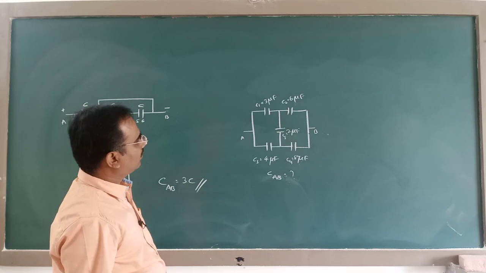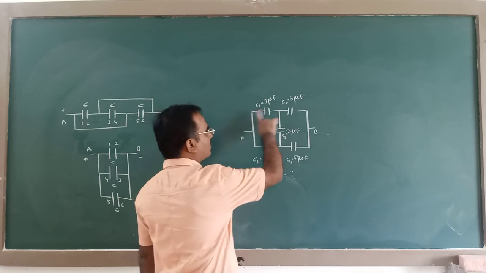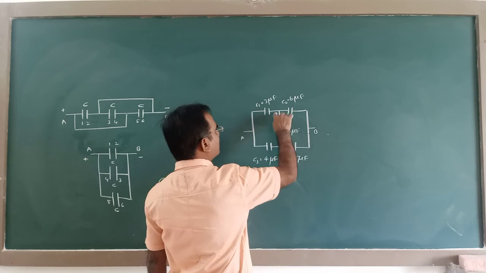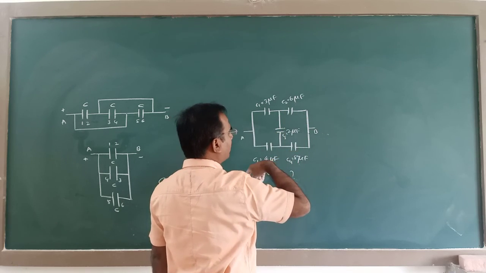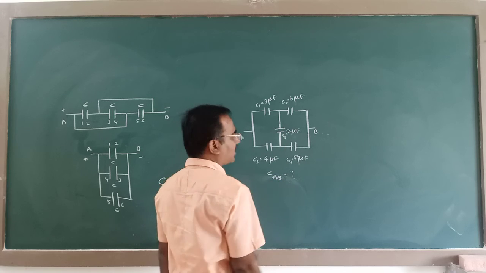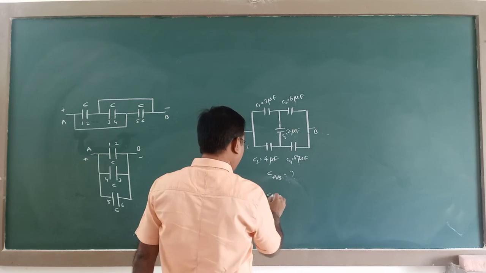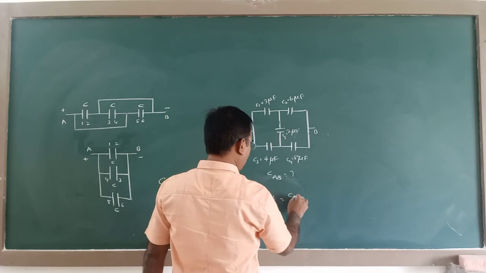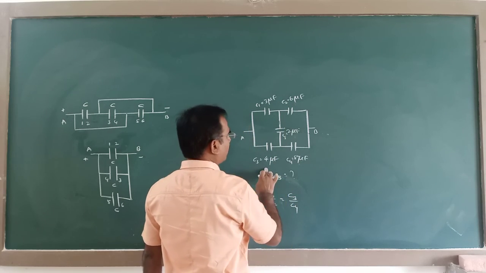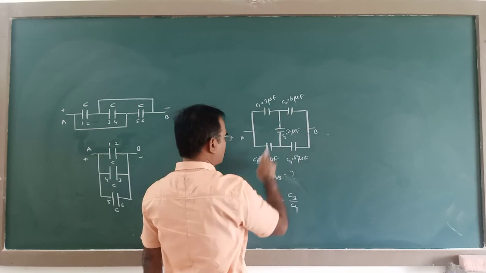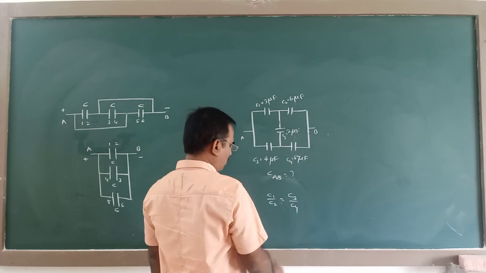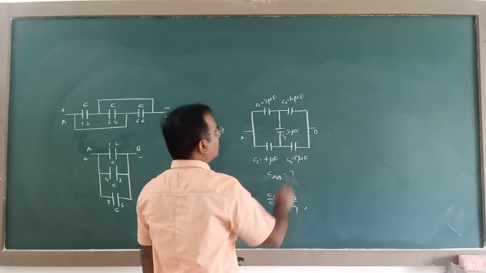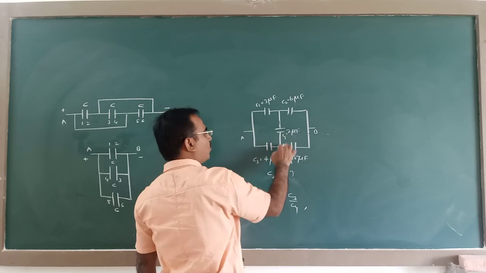See, actually, this is a Wheatstone's network where four capacitors are connected in the four sides of a square, and across one diagonal another capacitor is connected. So here if I find the ratio C1 by C2, it is equal to C3 divided by C4. C1 by C2 is 1 by 2, C3 by C4 is also 1 by 2. So since C1 by C2 is equal to C3 by C4, the potential difference between these two points is 0.